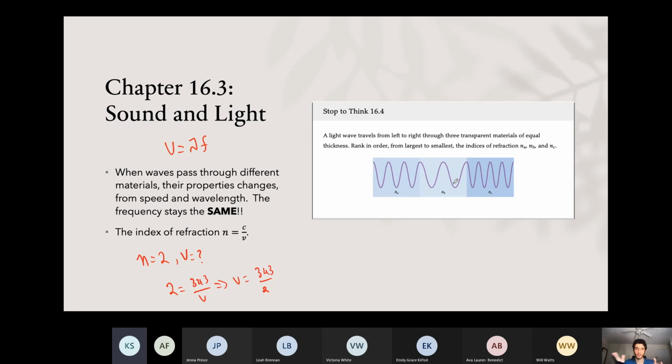If you go from one medium to another and you find that the wavelength increases, let's look at this equation here. Since the frequency is the same, once your wavelength increases, that means the speed of the wave also increases. Right? So if the speed of the wave increases, that means the new material is less dense than the one before it.